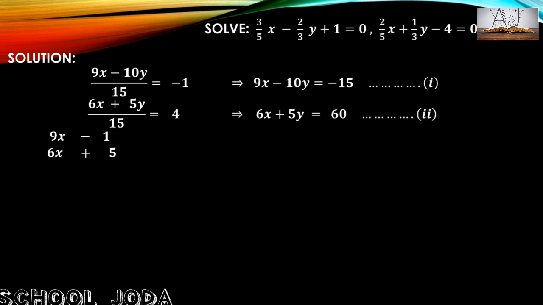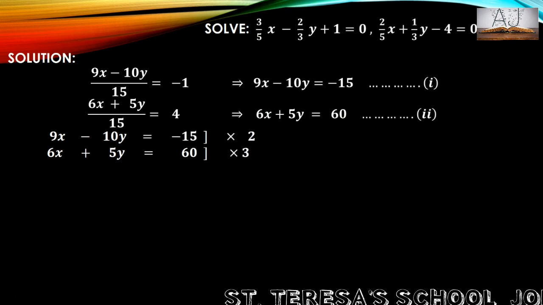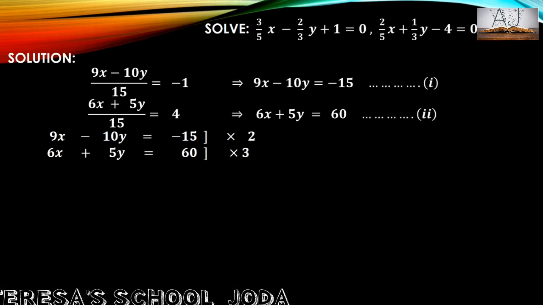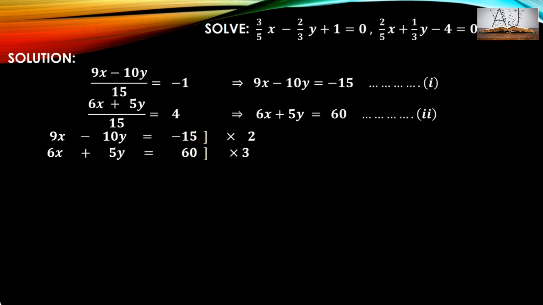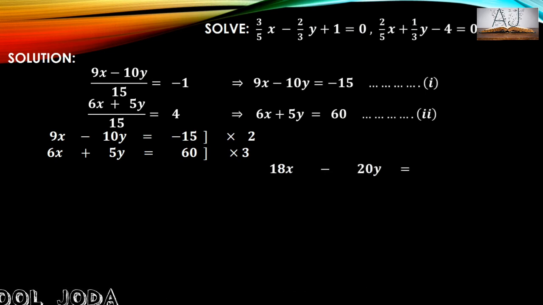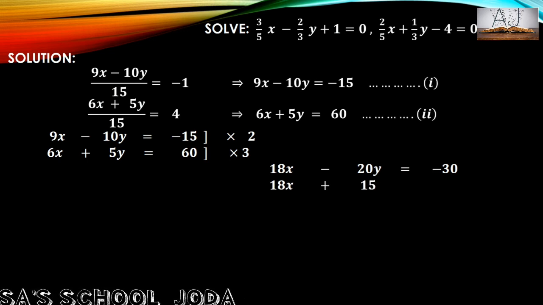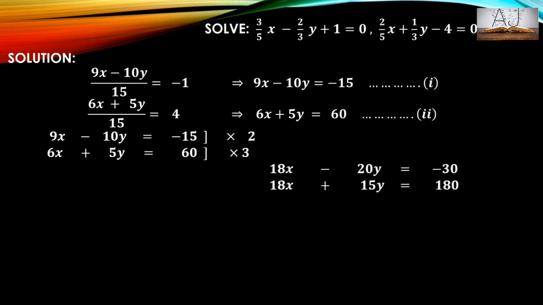Now we have to make the coefficient of one variable equal. Again I will make the x coefficient equal. The LCM of 9 and 6 is 18. So 9 into 2 is 18, so the first equation is multiplied by 2. In the second equation, 6 into 3 is 18, so it is multiplied by 3. So 18x minus 20y equals minus 30. The second equation multiplied by 3 gives 18x plus 15y equals 180.